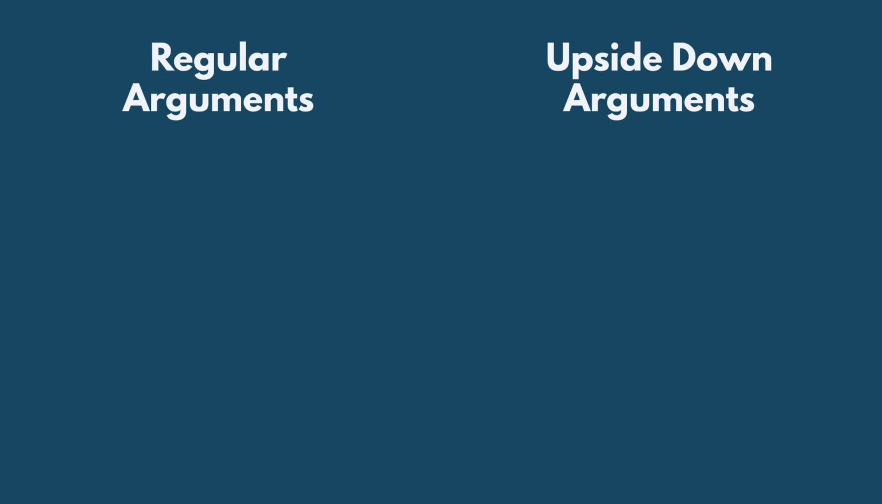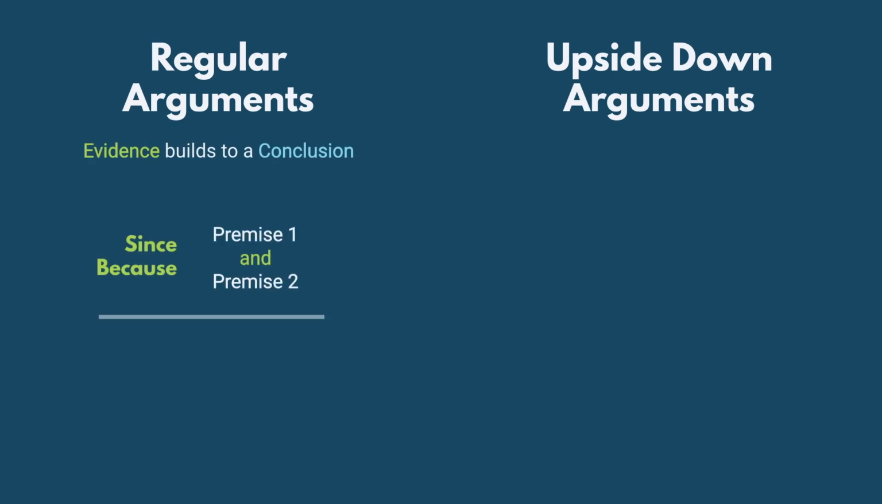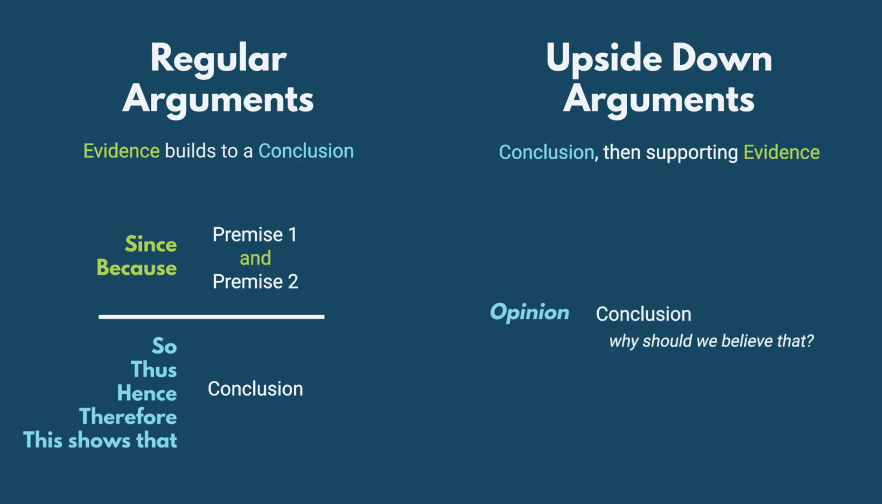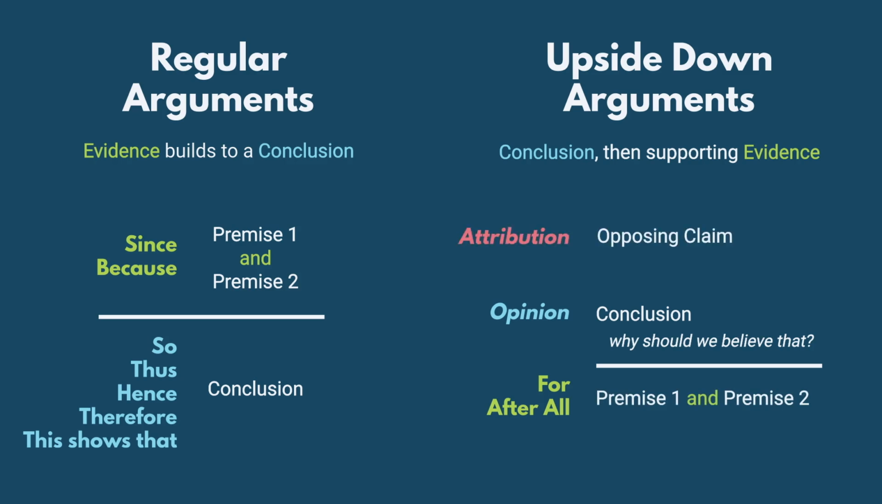A regular argument has evidence that builds to a conclusion. A lot of times we'll see since, because, these ideas, therefore concluding idea, which is literally the conclusion. In an upside down argument, you hear the conclusion first. You'll hear an opinion. You'll be like, wait, why should I believe that? And then when you feel the argument trying to convince you, you'll realize, okay, that was the conclusion. These often start with an attribution, an opposing claim, followed by a pivot, and have a rebuttal conclusion like, they're wrong, here's why.